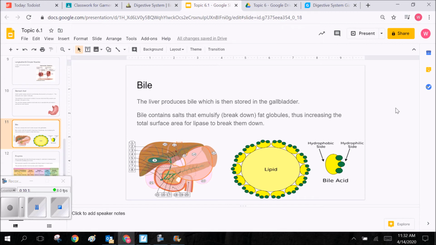Bile is going to contain salts that are going to break down lipids, large lipid droplets, into small lipid droplets, which you can see over there on the picture here. The lipids are being broken down into small droplets. It's called emulsification. It's going to increase the total surface area of those droplets so that they can be more easily broken down by enzymes called lipases.